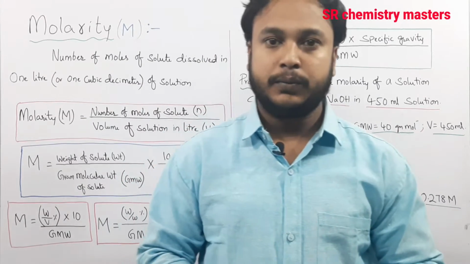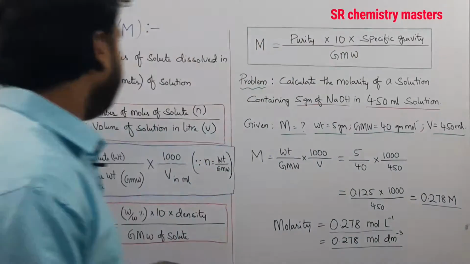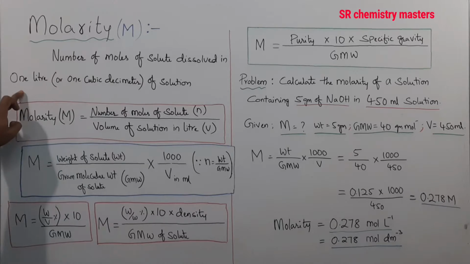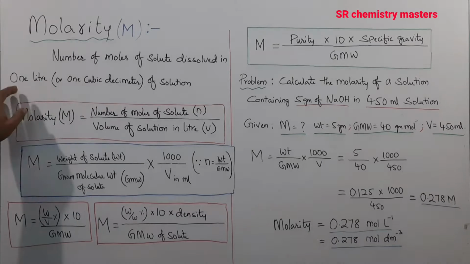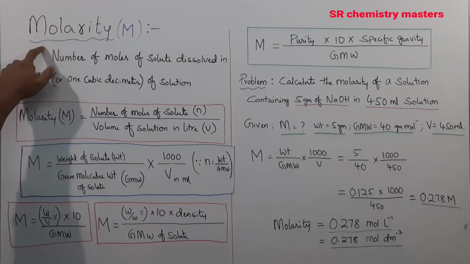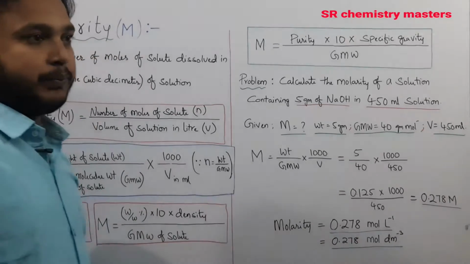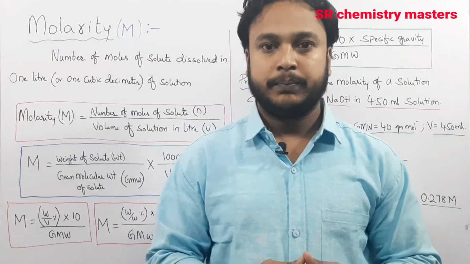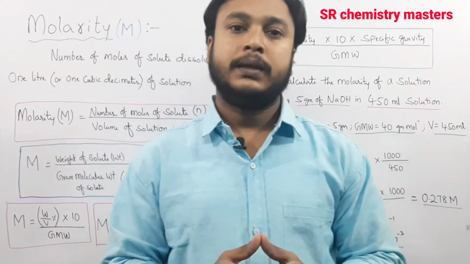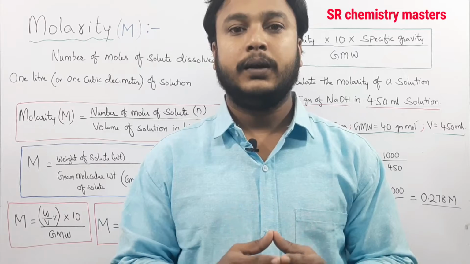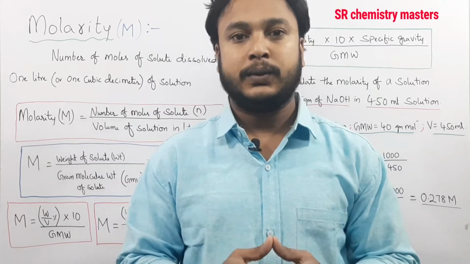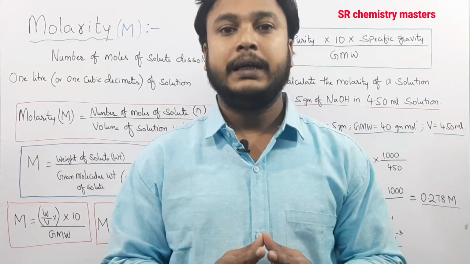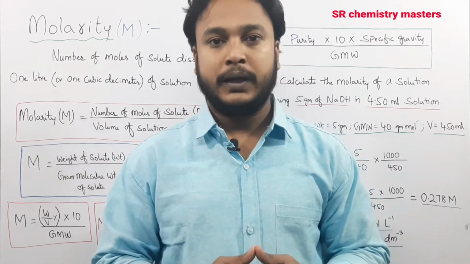Let us see the definition of molarity first. The number of moles of solute dissolved in 1 liter of solution is known as molarity. Molarity of the solution is denoted by capital M. Remember, molarity is a simple thing. It is the number of moles of solute. As you know, solute is the substance which is present in lower amount in the solution. The number of moles of solute present in 1 liter of solution is known as molarity.